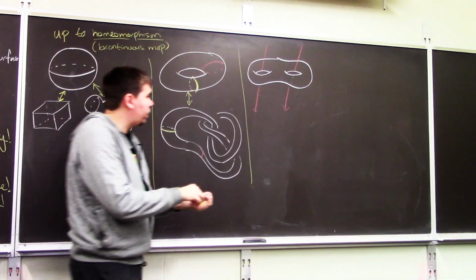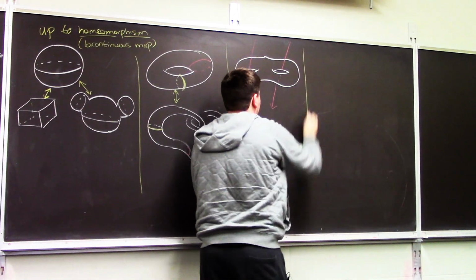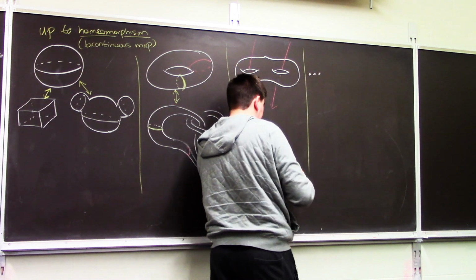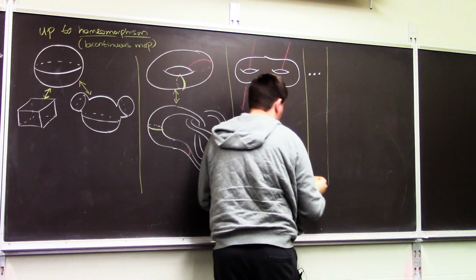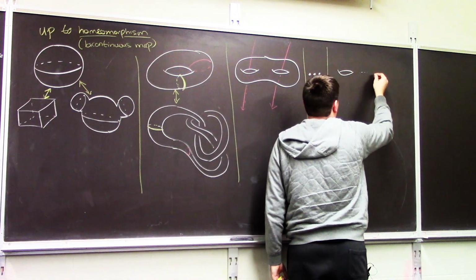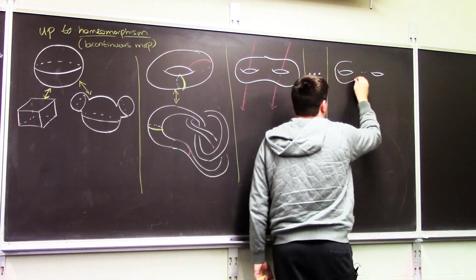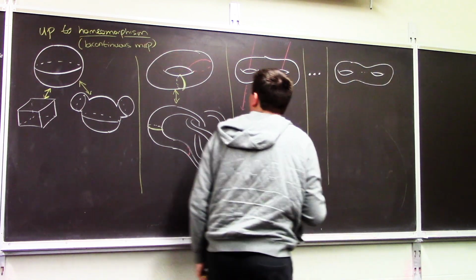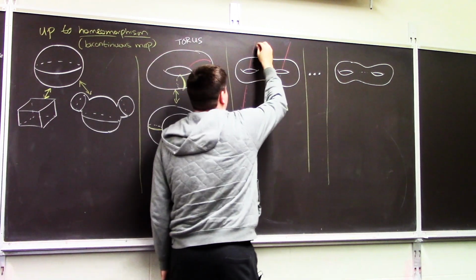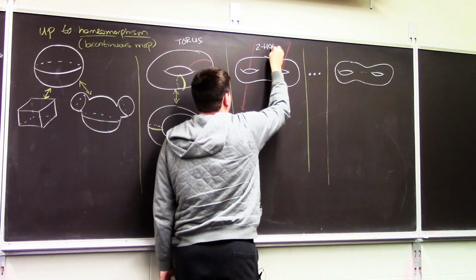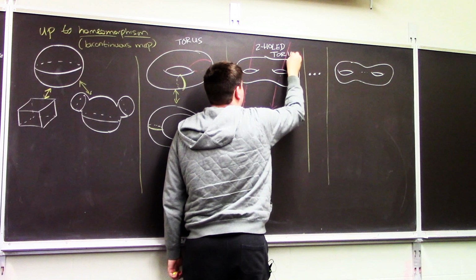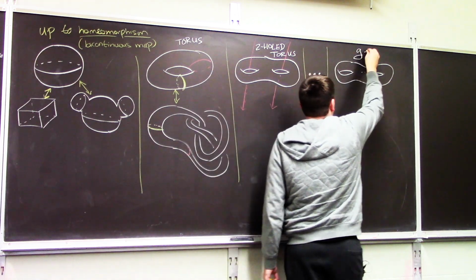And you can continue in this way by just adding more and more of these holes. So if you add more and more and more holes, you end up with, in general, some torus with, I'll say, G holes. So this here is a torus. This is a two-hole torus, and here we have a G-hole torus.